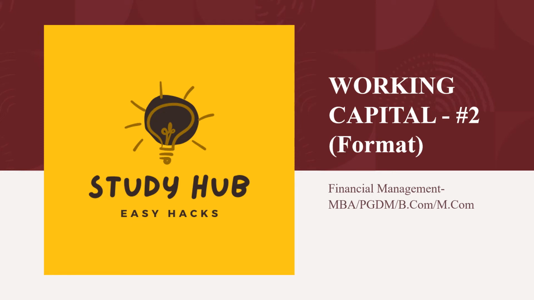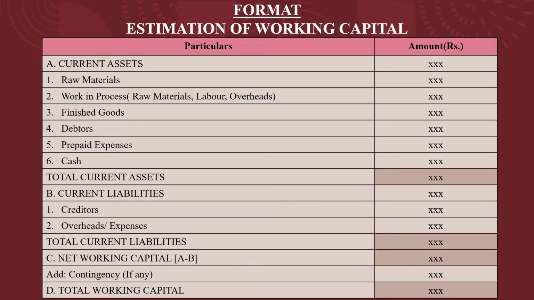Working capital. In this video, we will see the format of working capital. Estimation of working capital. Working capital is the excess of current assets over the current liabilities. So, we need to calculate the total amount of current assets and the total amount of current liabilities. Then, to get the figure of net working capital, we subtract the total current liabilities from the total current assets.